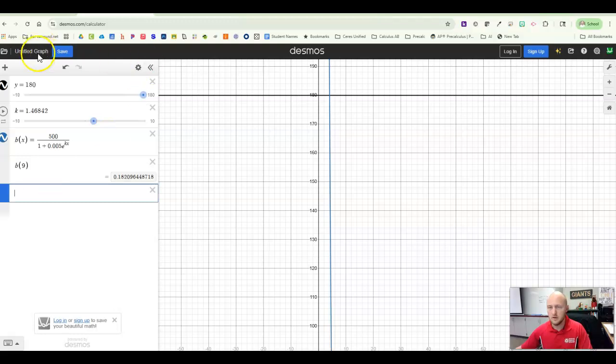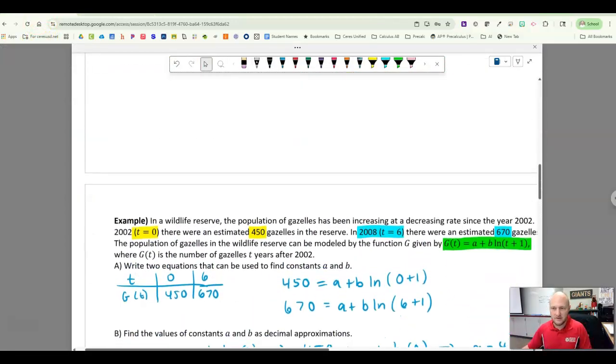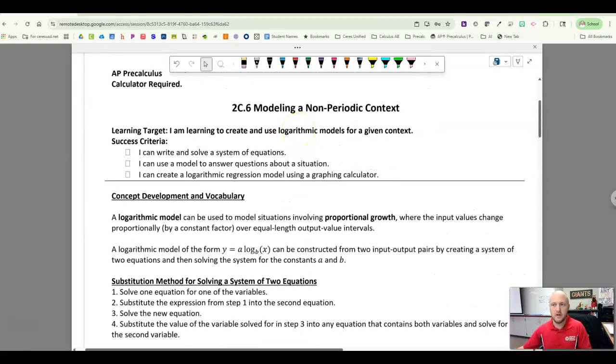Okay, there you go. In this video, we used graphing technology to look at solving some logarithmic models, making systems of equations, solving those, using regressions, answering questions, and modeling logarithmic situations using technology.